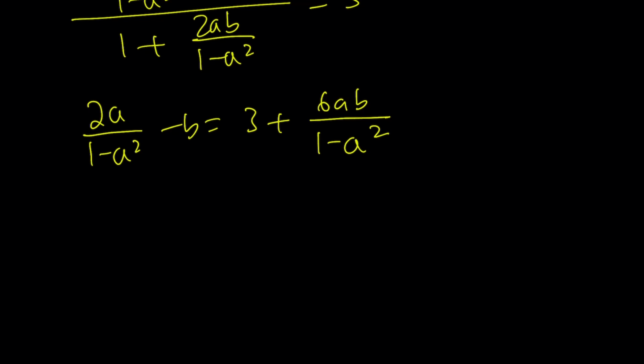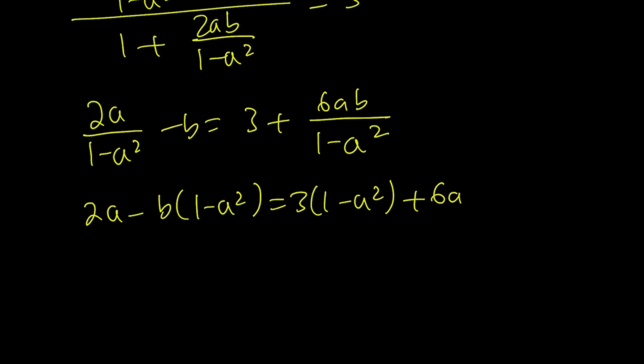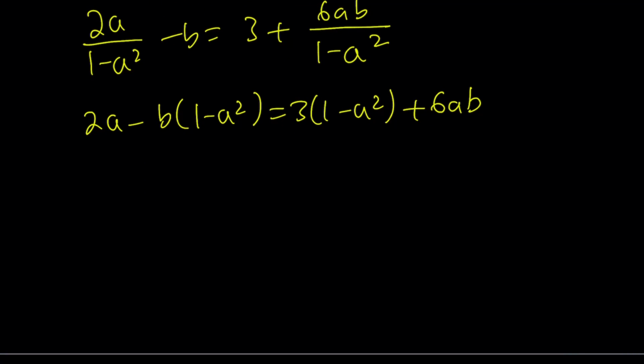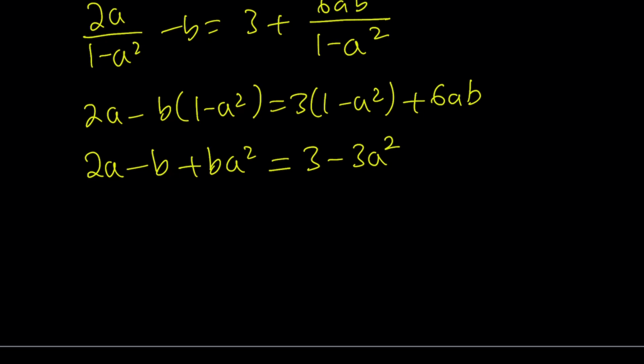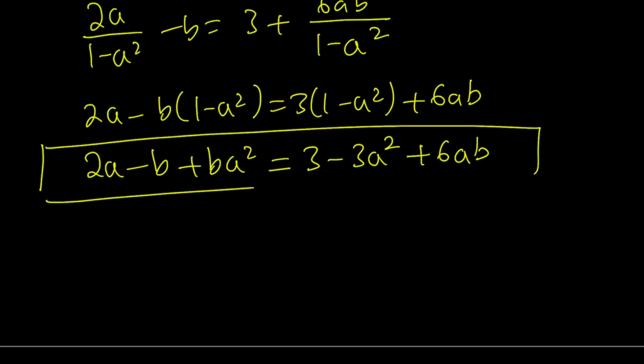Okay, so let's multiply both sides by that, and that gives us (2a minus b) times (1 minus a squared) equals 3 times (1 minus a squared) plus 6ab. Now we can simplify this a little bit more, and when we do, we're going to get 2a minus b plus ba squared equals 3 minus 3a squared plus 6ab. I don't think we can simplify this anymore. All these terms are different. They can't be combined. So let's save this for now. Later on, we're going to use it.